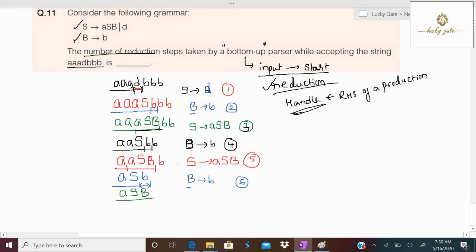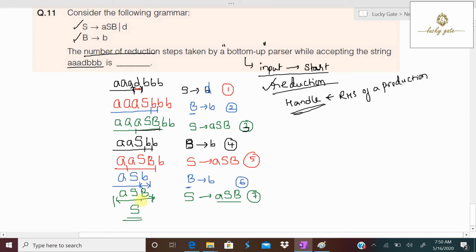Again the process is the same: scan the input from left to right and stop whenever a handle is found. Here in this step we have a handle ASB matching the production S tends to ASB. Now this is the seventh step, and pruning the handle means replacing its RHS with the left hand side, so that it is reduced to S.